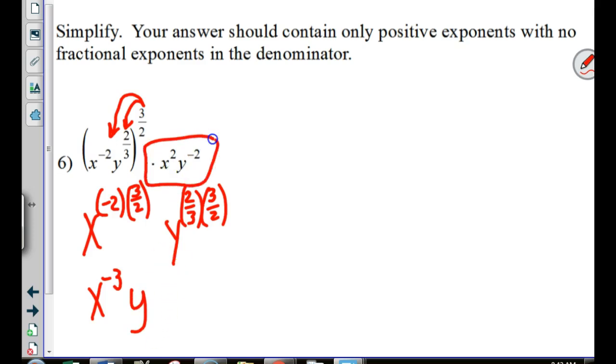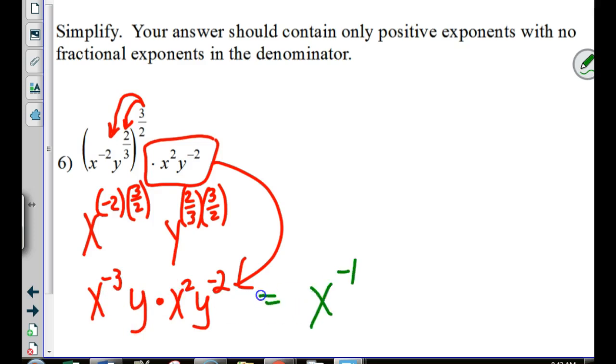Then we still have all this on the outside here. Now what do we do? You want to move stuff to the bottom, or do you want to simplify and add your exponents first? The order doesn't matter. Okay, so how many x's? We had a -3 and a +2 here, so we end up with a -1, and we had a 1y and a -2y, so we end up with a -1.